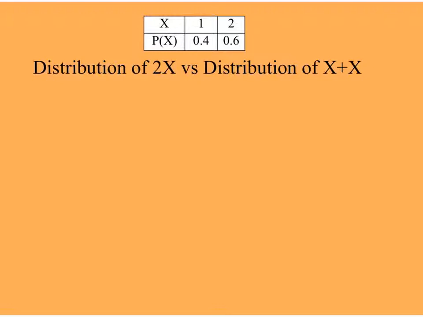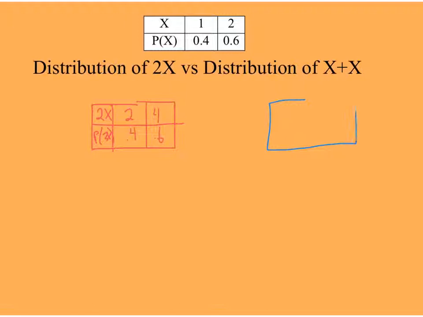So first of all, let me draw the distribution of x. Let's just write down that table. So doubling x gives us outcomes of 2 and 4. The probability of doubling stays 0.4 and 0.6. Adding x plus x, so we still have 2, and we still have 4, but we also add an outcome of 3.